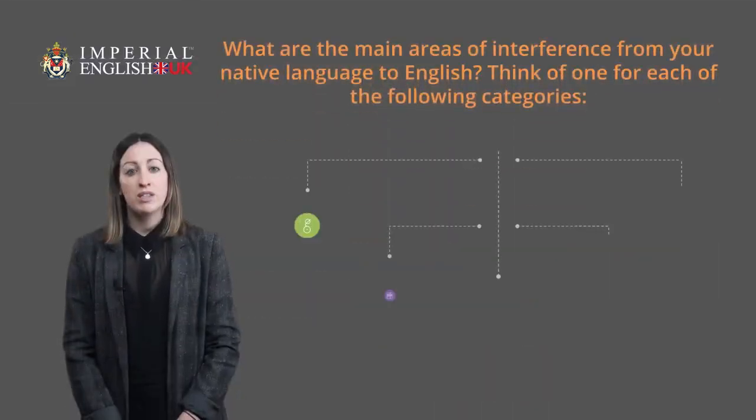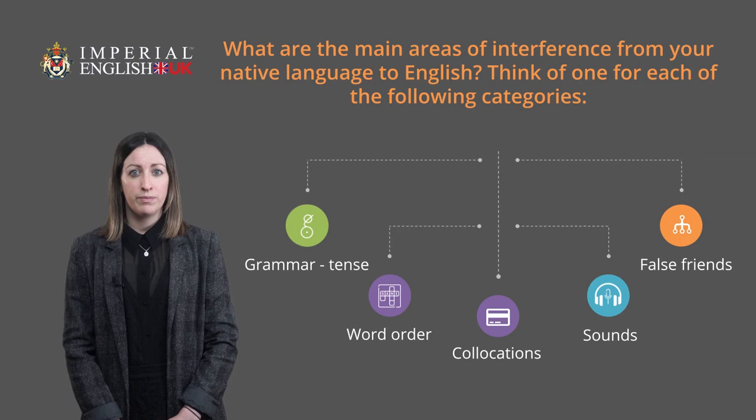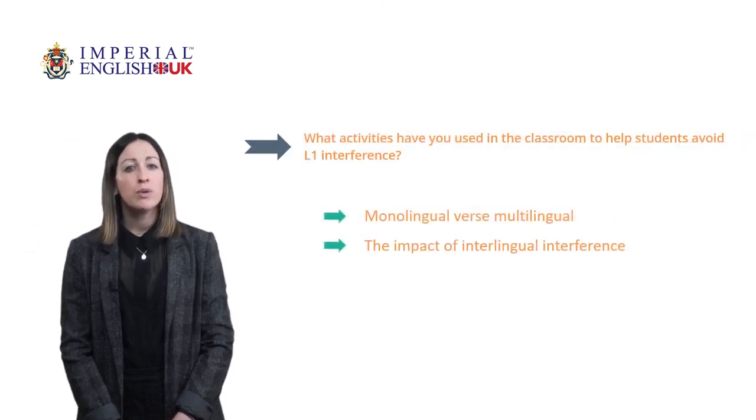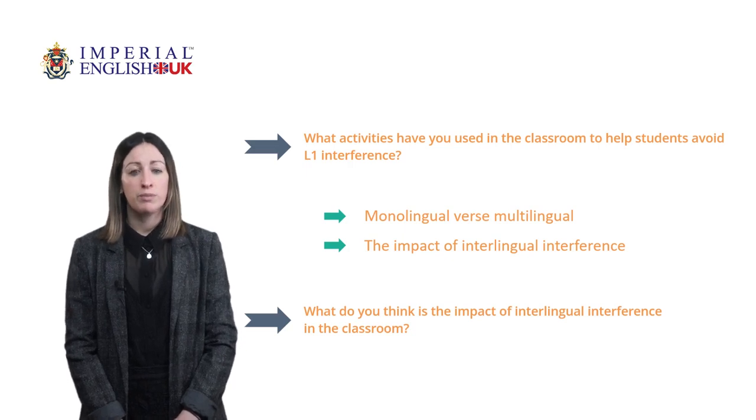What are the main areas of interference from your native language to English? Think of one for each category on the slide. What activities have you used in the classroom to help students avoid L1 interference? Pause the session to think about this and talk to a colleague if possible.